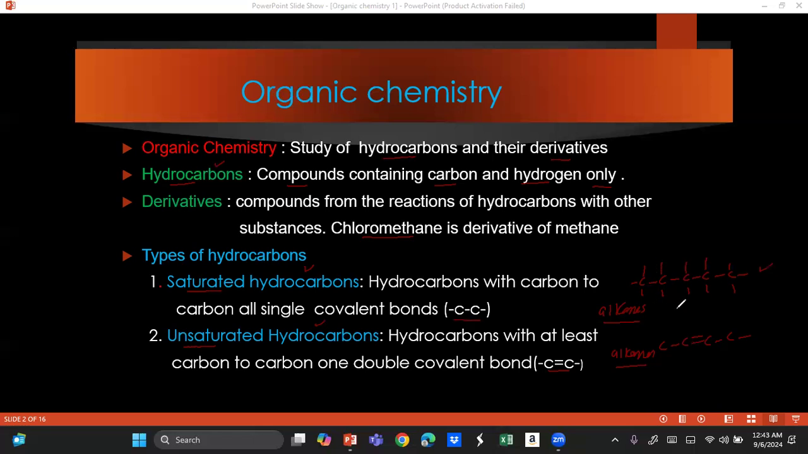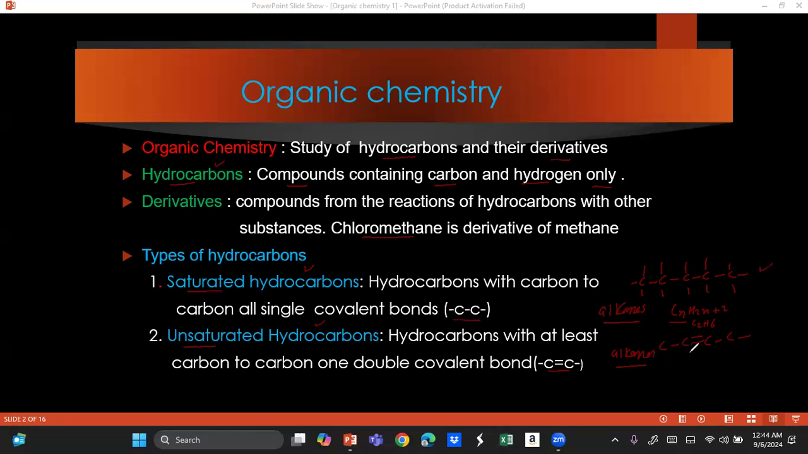Alkanes have the general formula CnH2n+2. If the carbon number is 2, the hydrogen number will be double the carbon number, and we add 2 to that answer. If it is C2, it will be 6. Now, 2 into 2 is 4, plus 2 is 6. So C2H6 is ethane, a member of the alkane series.